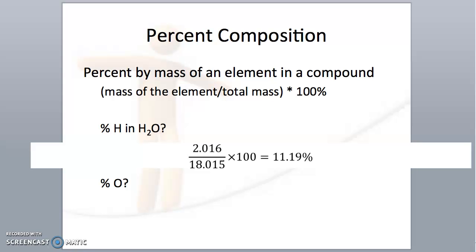To calculate the percent composition of hydrogen, we will take the mass from the periodic table, which is 1.008 times 2, since there are 2 atoms of hydrogen, divided by the mass of the entire formula, 2 hydrogens plus the mass of oxygen. We can subtract this result from 100 to get the percent oxygen, or solve the same way as we did for hydrogen.